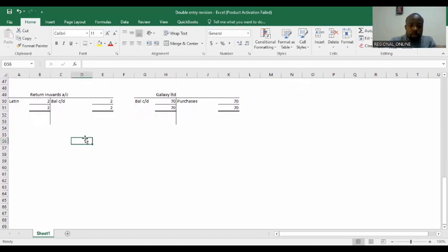So we can call it James. Trial balance. I don't know which date was given, so we can just say as at 31st January 2023.